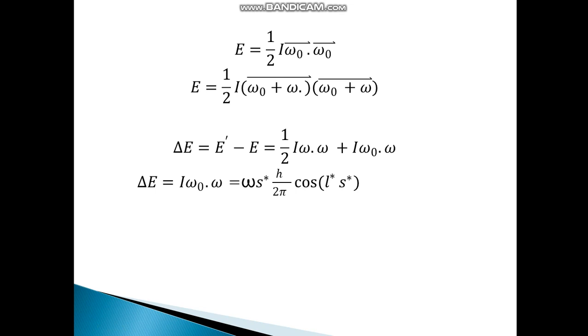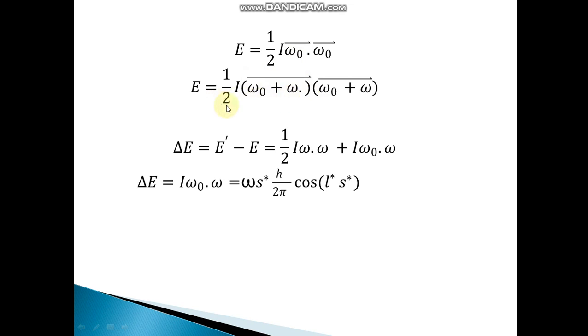Now we have to calculate the interaction energy. The interaction energy is the change in kinetic energy of the system due to the precession of the electron around the field direction. Let omega 0 be the angular velocity of the spinning electron in the absence of magnetic field H. The corresponding rotational kinetic energy is E equals half I omega 0 dot omega 0. But in the presence of the magnetic field, the resultant precession is superimposed over omega 0, so omega 0 is replaced by omega 0 plus omega.